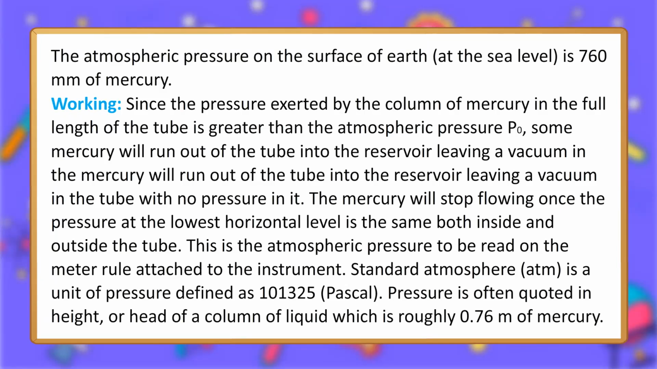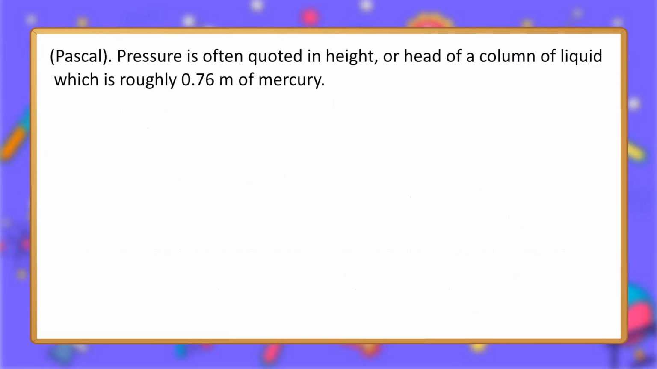Standard atmosphere, ATM, is a unit of pressure defined as 1,01,320 Pascal. Pressure is often quoted in height, or head of a column of liquid, which is roughly 0.76 meters of mercury.